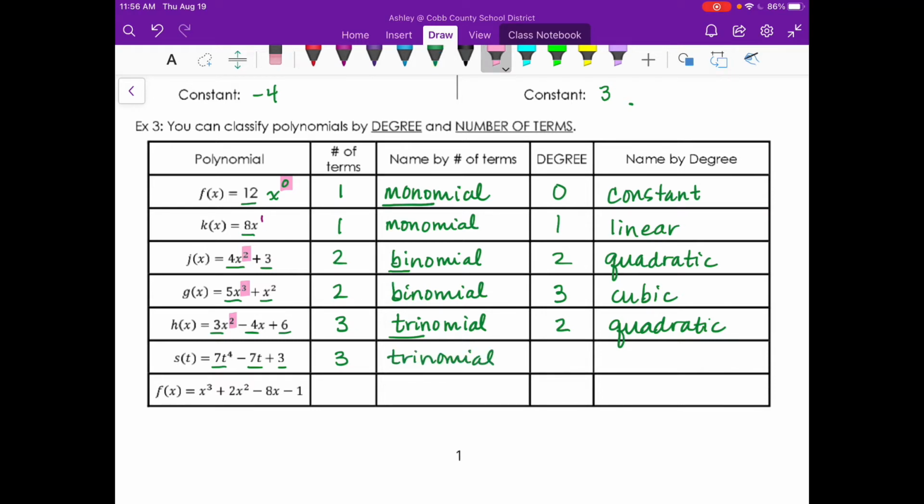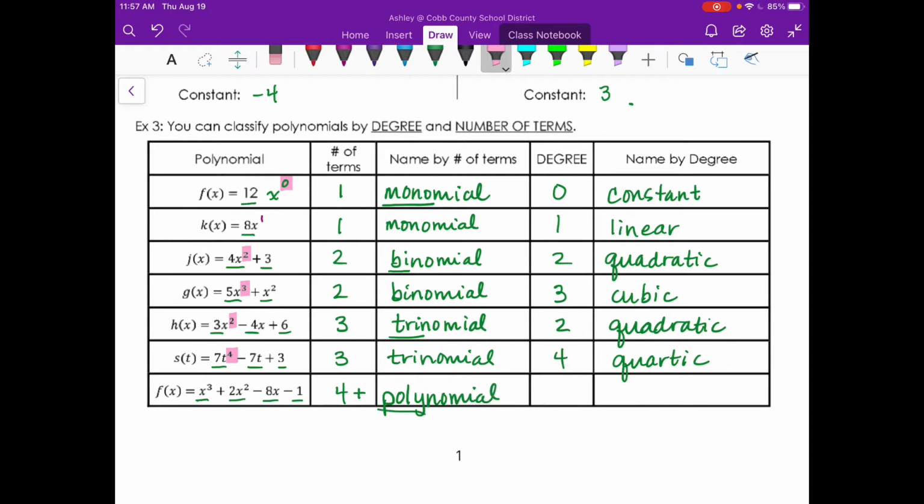And our degree is 4. So we call that quartic. Like 4 quarts in a gallon, or 4 quarters in a dollar. And for f of x at the bottom, 1, 2, 3, 4 terms. Anything with 4 terms or more, we just call a polynomial.